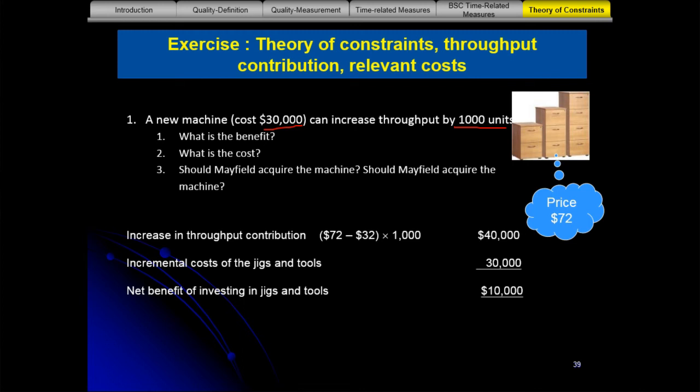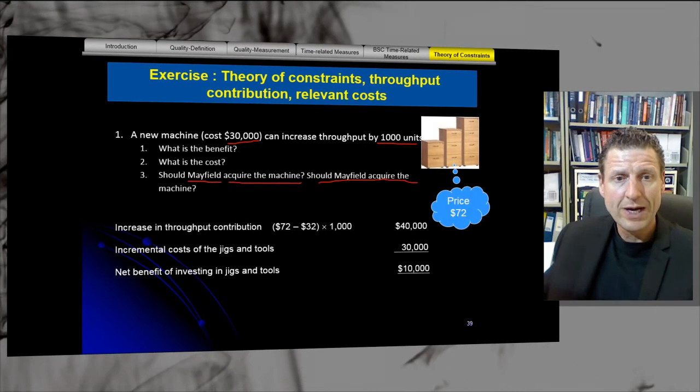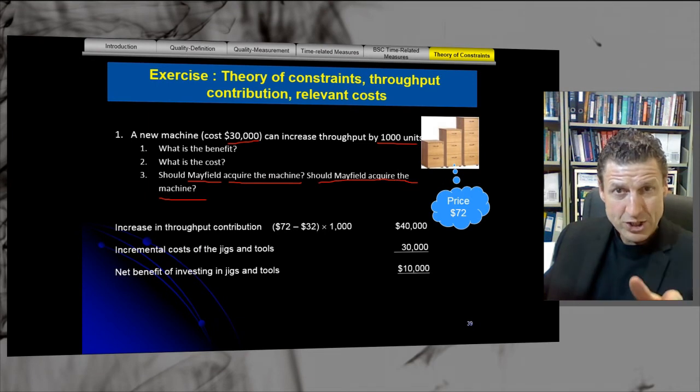So what is the benefit? What is the cost? Should Mayfield acquire the machine? Everything else being equal, should Mayfield acquire the machine? That is the big question here.